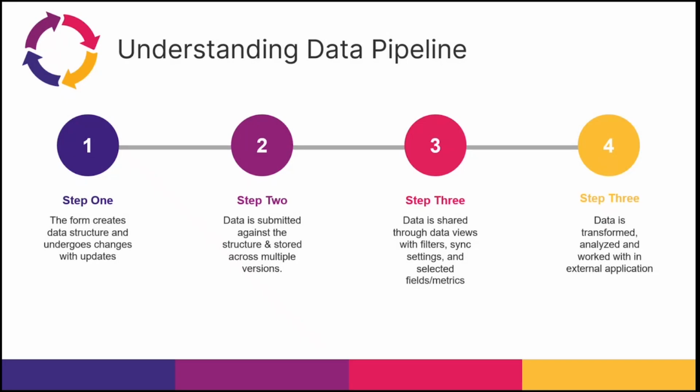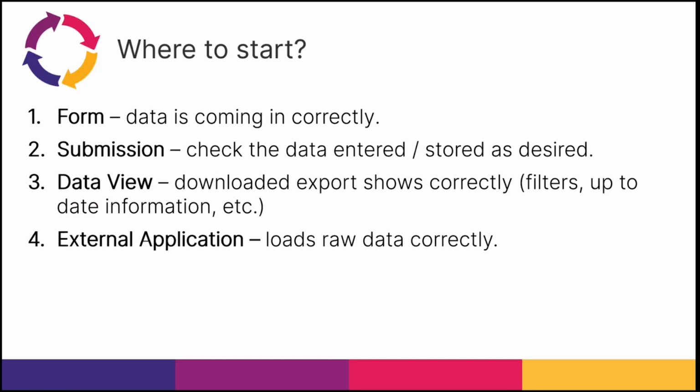It can be the form, it can be the submission, it could be the data view itself, and it could also be that external application where something is wrong. So generally speaking, the first step that I like to take is I always check that the data is coming in correctly. So I check the form, I check the submission. Is this looking correct? If those two steps look correct, that data then should be reflected in the data view.